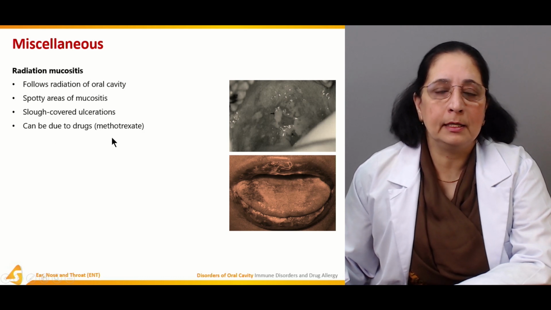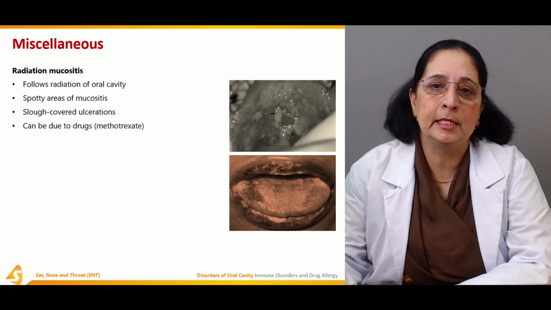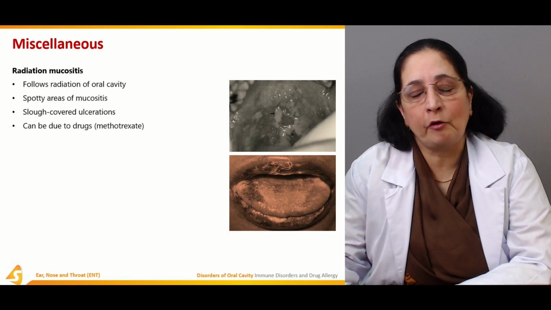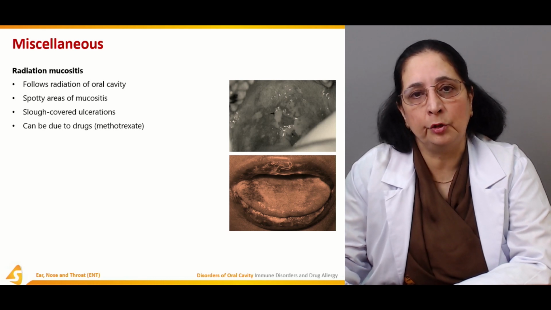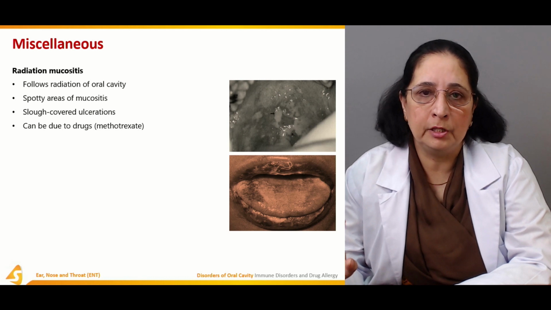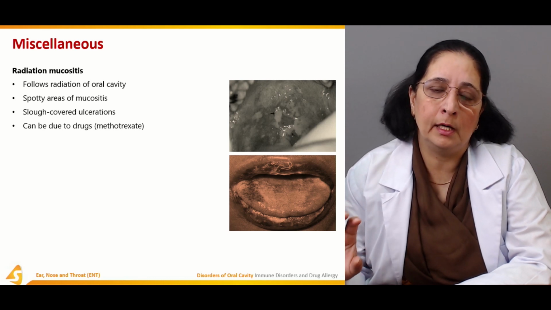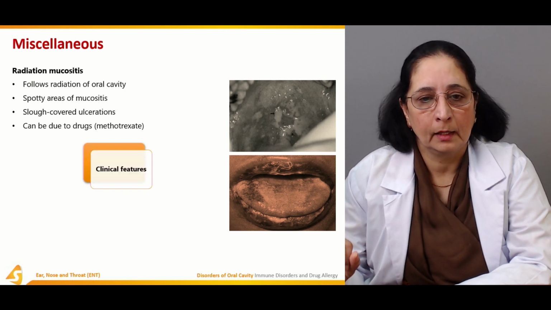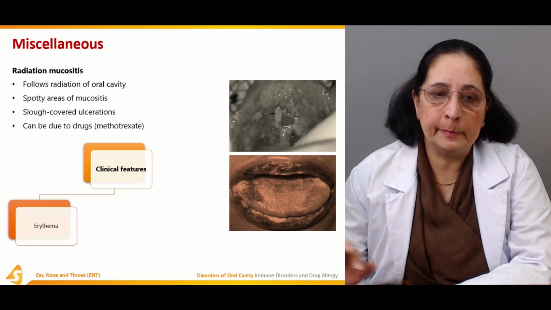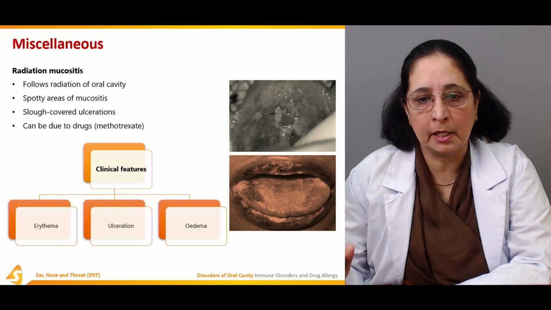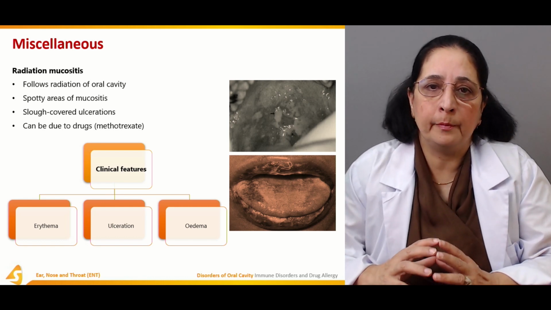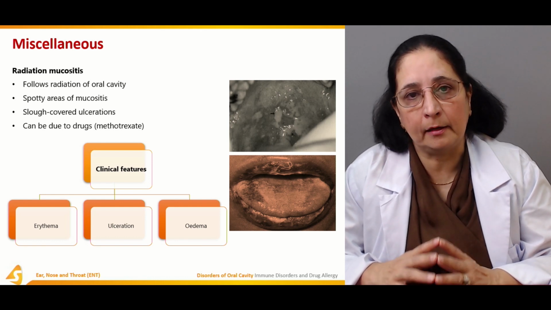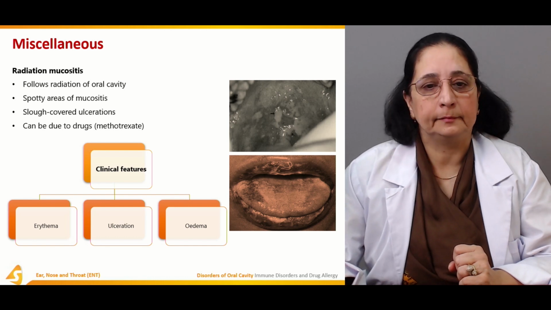It can also be due to a drug like methotrexate. Methotrexate is a drug used for different cancers and even for conditions like psoriasis. Very commonly people use methotrexate, and they usually present with oral ulcers or disorders of the oral cavity. Clinical features are erythema, redness, ulceration and edema. Ulcers are formed, and there is redness and swelling as a result of radiation therapy of the oral cavity.